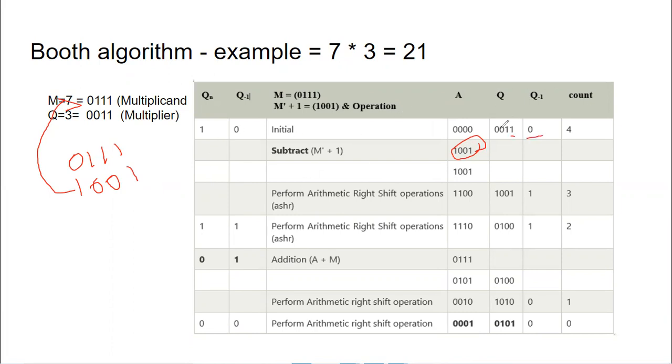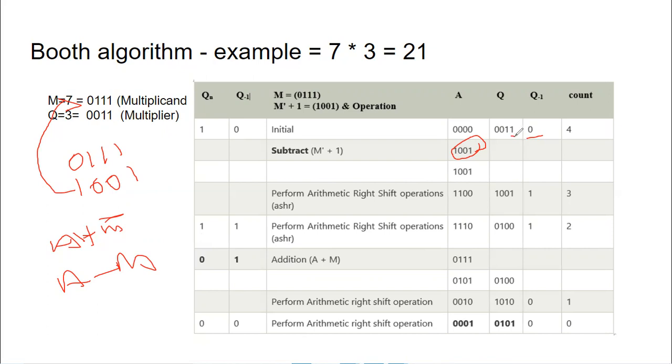So during the first step, we check Q0 and Q minus 1, which are 1 and 0. So what we do, we add A plus M bar, which is equal to A minus M. So subtraction has to be done. Initially A is 0000, so plus this value, you get the same value because A is 0. So 1, 0, 0, 1. Then you perform the arithmetic right shift.